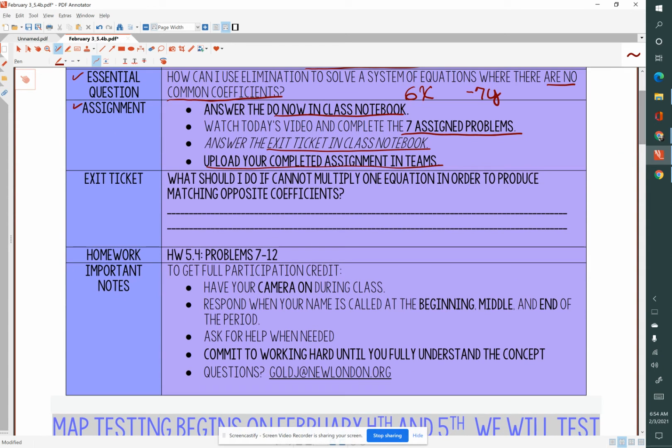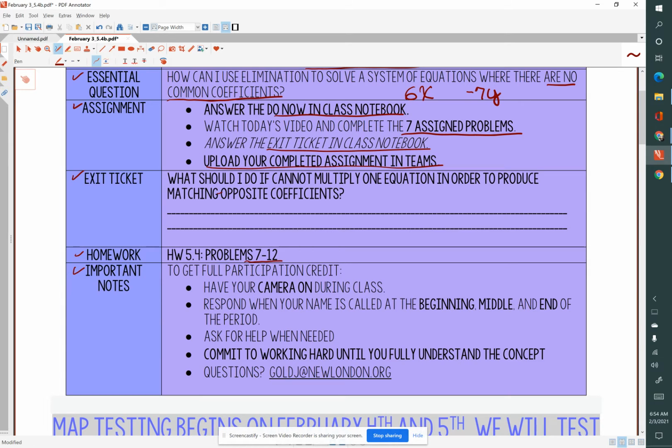We will complete our exit ticket, which asks us to review what we can do if we cannot multiply one equation in order to produce matching opposite coefficients. And that will be the distinction between yesterday and today. In many of today's problems, we're going to have to multiply both equations by some number in order to get those matching opposite coefficients. So for homework, I'd like you to do problems 7 through 12.